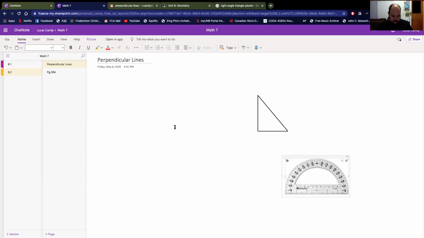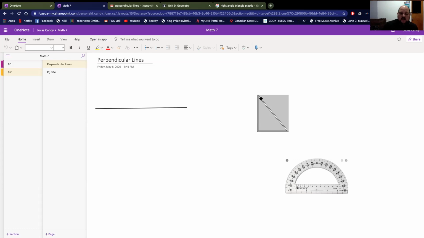Now, you can't fold every piece of paper you're using, so there are other ways to draw a perpendicular line as well. The next one is to use a right angle triangle. So if you want to draw one, let's say you have your bottom line here. I'll draw it just like this. Okay, nice straight line. Then you have a right angle triangle.